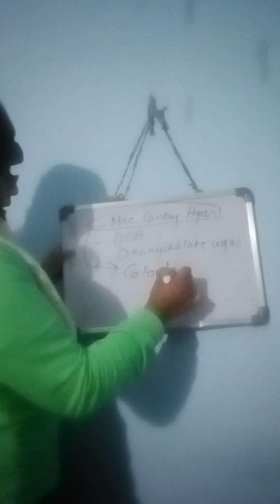Now, different agar are used for its culture. Some of the agar used are MacConkey agar and DCA agar, or deoxycholate agar. As it is a non-lactose fermenting bacterium, on MacConkey agar colorless colonies are seen. Colorless colonies are seen because it is non-lactose fermenting. If it was lactose fermenting, then pink colonies would be seen.